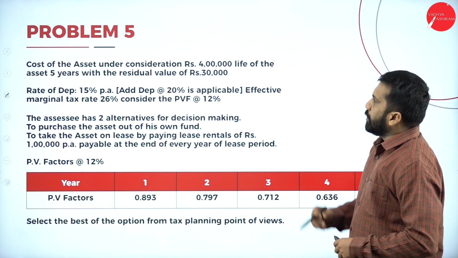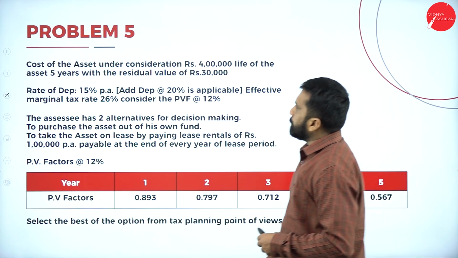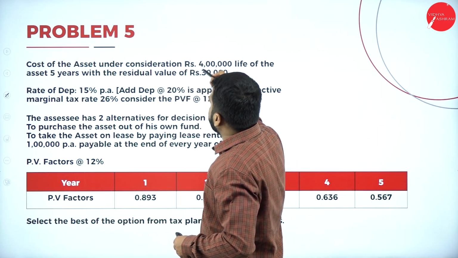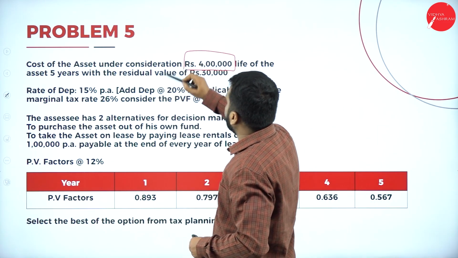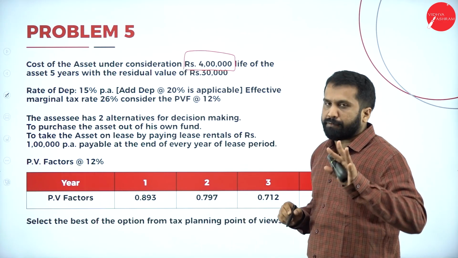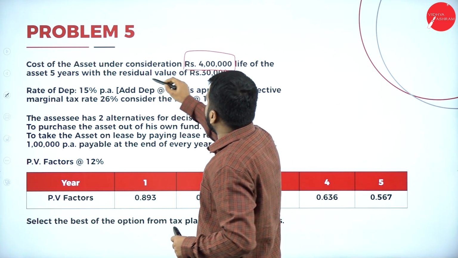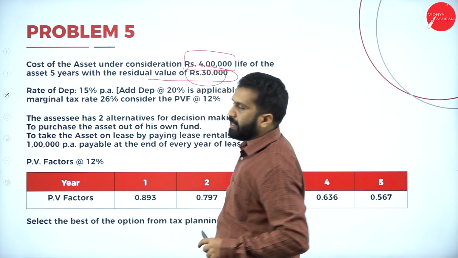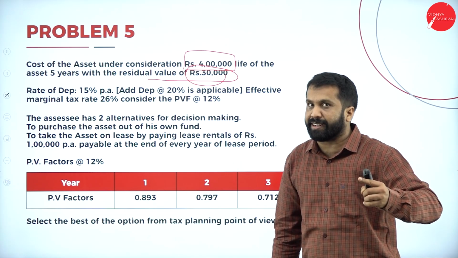Now, problem number 5. In this, cost of the asset under consideration, 4 lakh. What is the value of the asset? 4 lakh. The life of the asset is 5 years, with the residual value of 30,000. What is the residual value? Scrap value at the end.